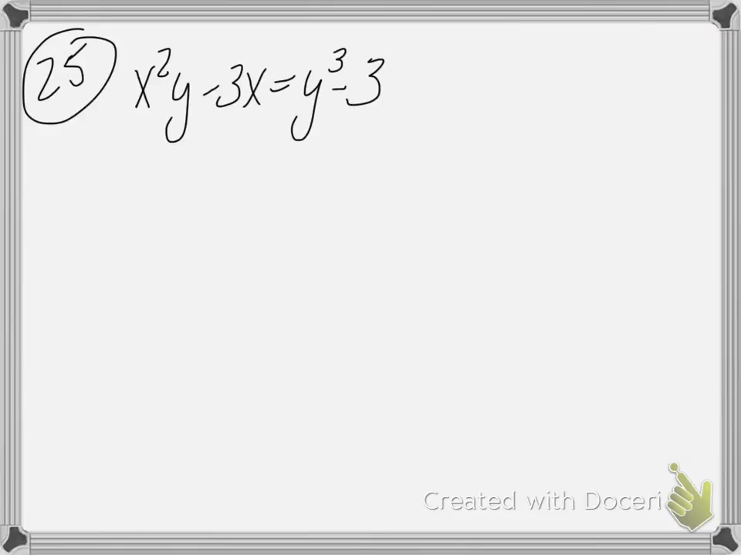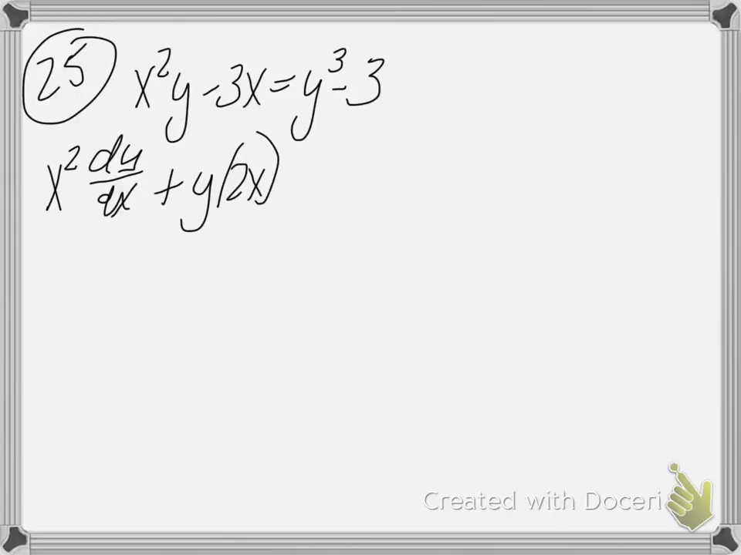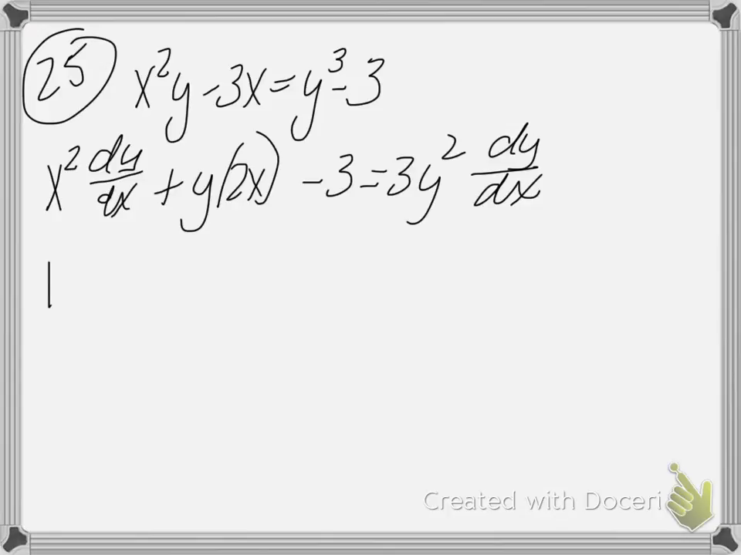Okay, number 25 is implicit differentiation. So first we're going to start with the product rule. The first times the derivative of the second plus the second times the derivative of the first. And don't forget the derivative of negative 3 is 0. Okay, so I'm going to keep all dy dx on the left.